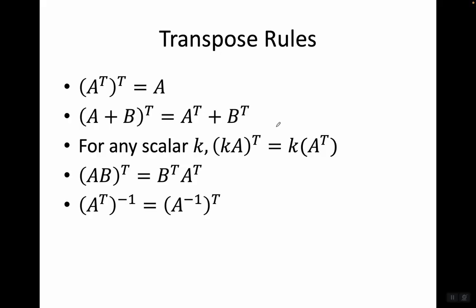Here are some transpose rules. The transpose of A transpose is just A. (A+B) transpose is A transpose plus B transpose. You can factor out k. (kA) transpose is the same thing as k times A transpose. (AB) transpose is the same thing as B transpose A transpose. And (A transpose) inverse is the same as (A inverse) transpose.